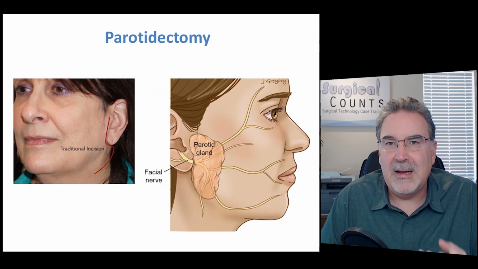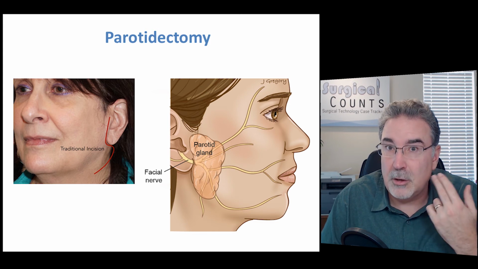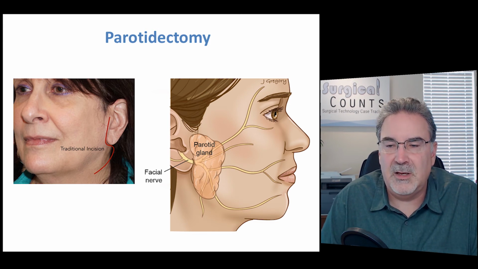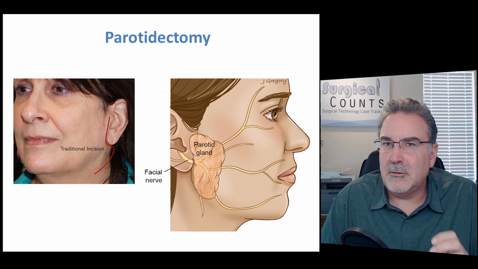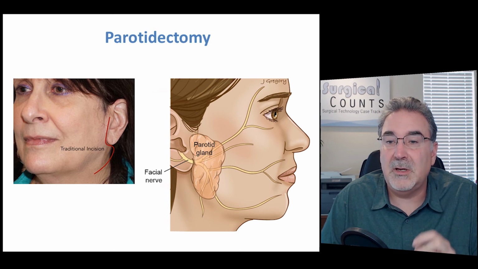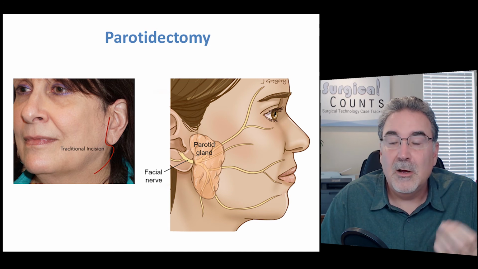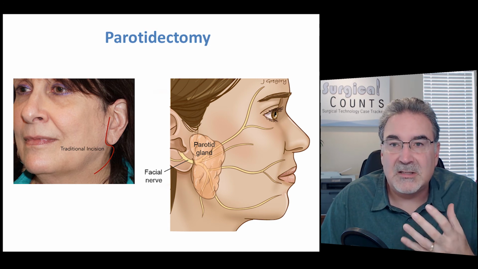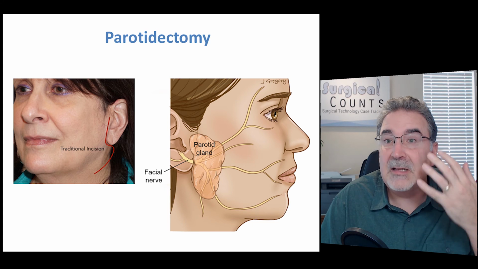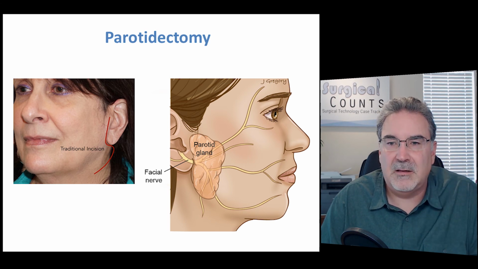So a parotidectomy involves removing part or all of the parotid gland, the large salivary gland just in front of the ear. But this gets a little tricky. This is a tricky surgery because the facial nerve, cranial nerve number 7, runs right through this area and it spreads out across the face, providing sensory information back to the brain.